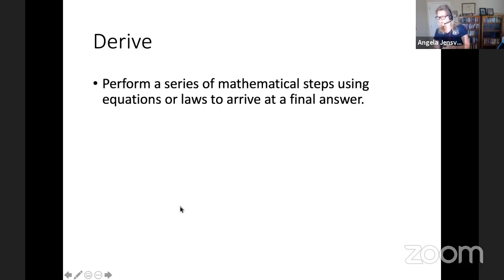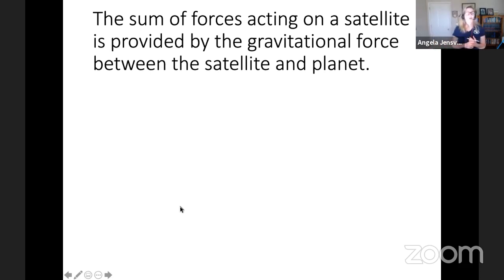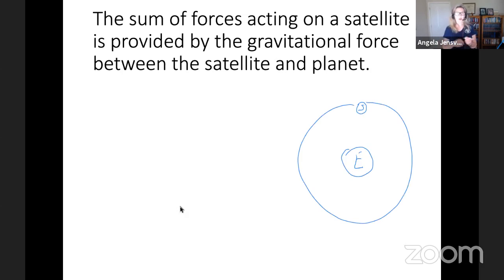Our first goal is to be able to calculate the orbital speed of a satellite-Earth system. So let's draw a sketch of it. Let's say you had the Earth and some satellite, and it's in orbit around the Earth. What are we going to do if we don't know how to start? We draw a force diagram. That's what we do.